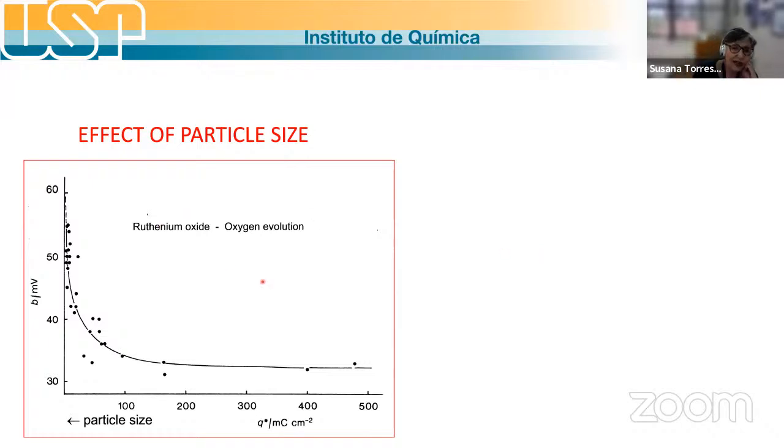The effect of size, the particle size. This value here is the value of the Tafel slope. We have here, for example, the case of ruthenium oxide for oxygen evolution. Ruthenium oxide is the best electrocatalyst for oxygen evolution. And you can see that when the particle size is from 10 to approximately 500, we have no change in the Tafel law. And we have here a Tafel slope very, very low. But when we have other particle sizes, for example, we enter into very, very small particle size, we can see that the mechanism has changed completely. The Tafel slope goes from 30 to approximately 60.